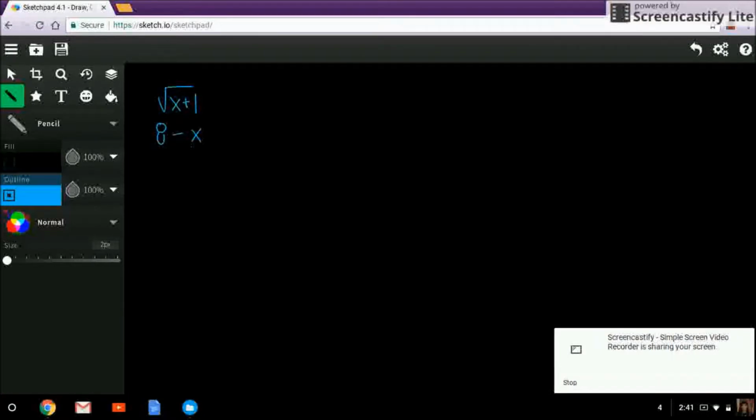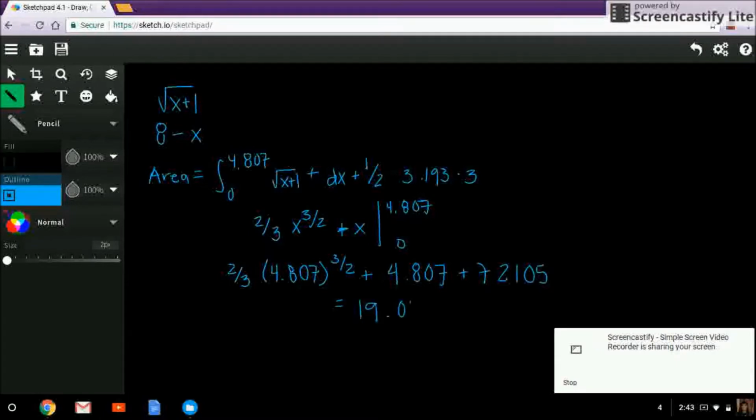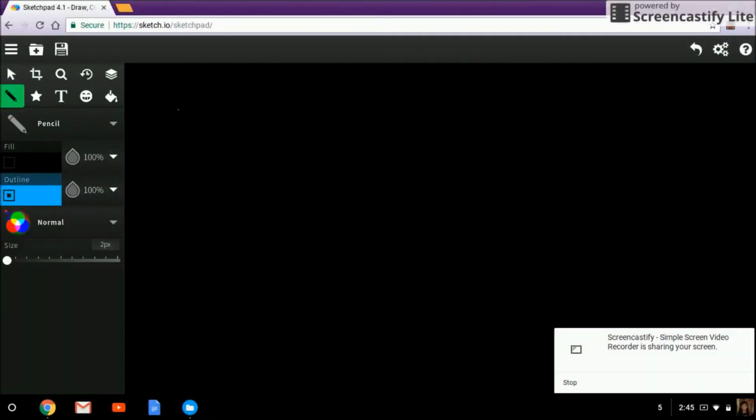Megan's function is square root of x plus 1, while my function is 8 minus x. Since there are two different functions and the balls intersect, we're going to integrate separately from 0 to 4.807. We write the area as the integral of square root of x plus 1 dx plus 1/2 base times height, and our height is 3.193. We integrate the expression square root of x plus 1, and we evaluate and plug in. We also found the area of the triangle, which is made under my function, and it is 7.2105. And we get 19.0435.